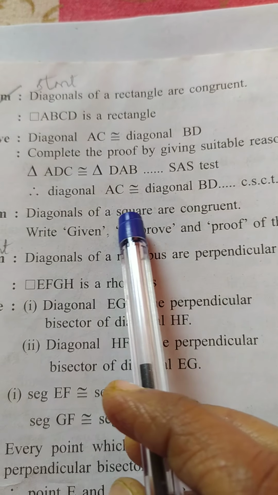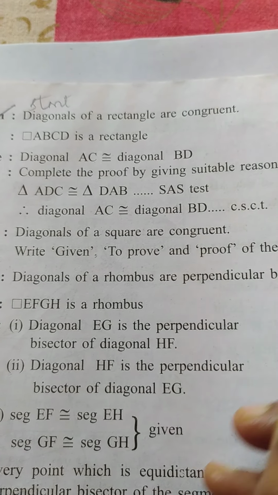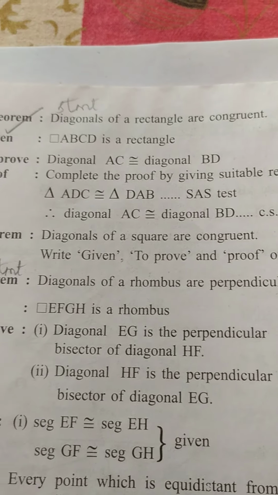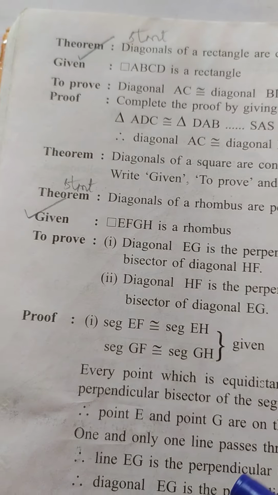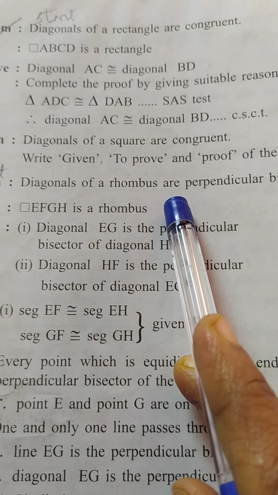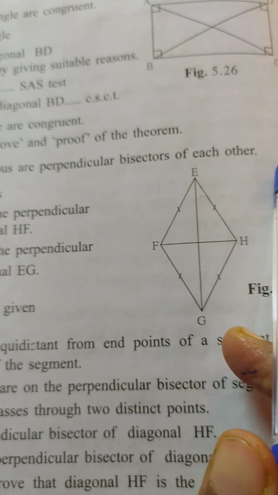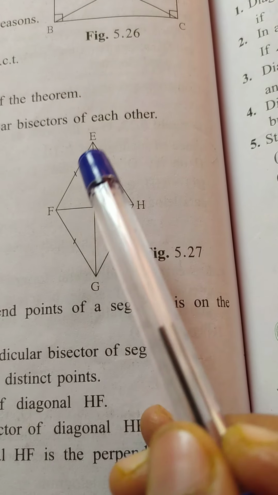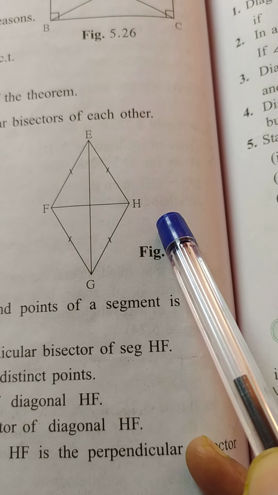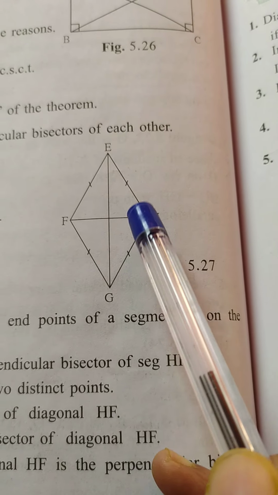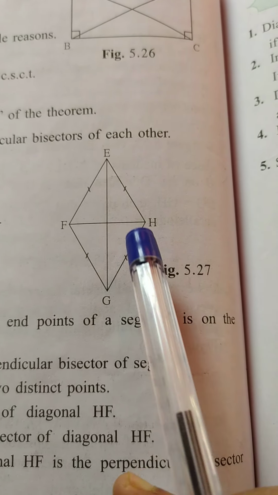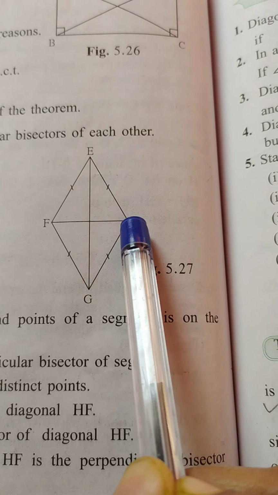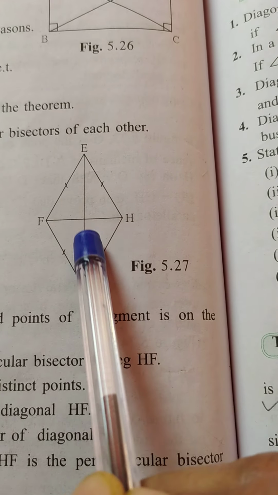Second theorem, diagonals of a square are congruent. Children, exactly the same method in which the previous one is proved. Okay, by SAS you can do it. Next theorem, diagonals of a rhombus are perpendicular bisectors of each other. So you have a rhombus that's given, quadrilateral EFGH is a rhombus. You have to prove diagonal EG is a perpendicular bisector of diagonal FH. Similarly, diagonal FH is a perpendicular bisector of diagonal EG.